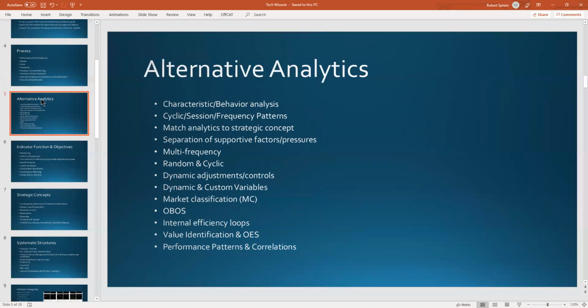So we try to view the markets from a different perspective within our analysis, even when it comes to using regular functions that come with every trading platform. So it really comes down to breaking analytics down into certain categories.